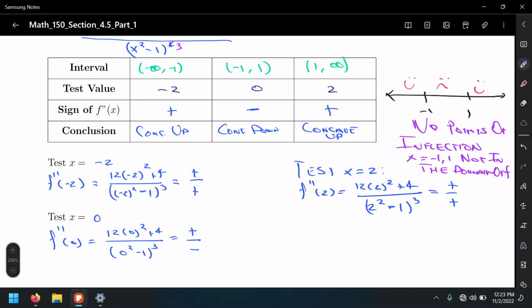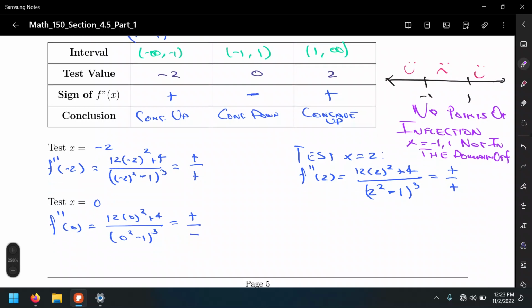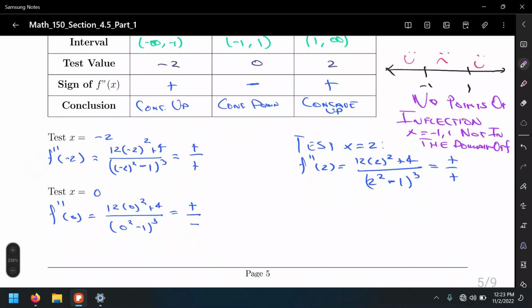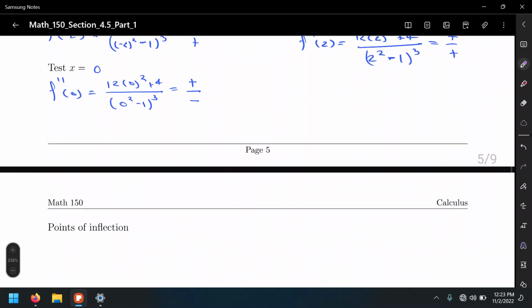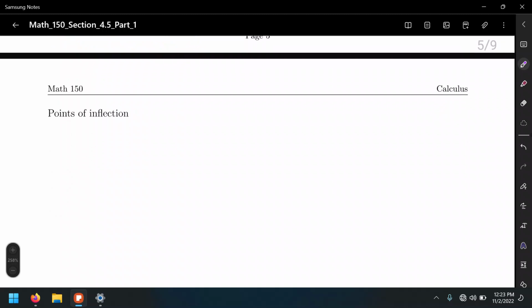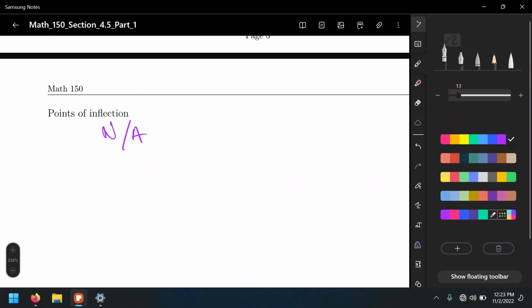It changes the concavity and all that, but again, check with the original results. No change in the concavity at all. Alright, there's a change in the concavity, but really no points of inflection. So how about we plot this graph?